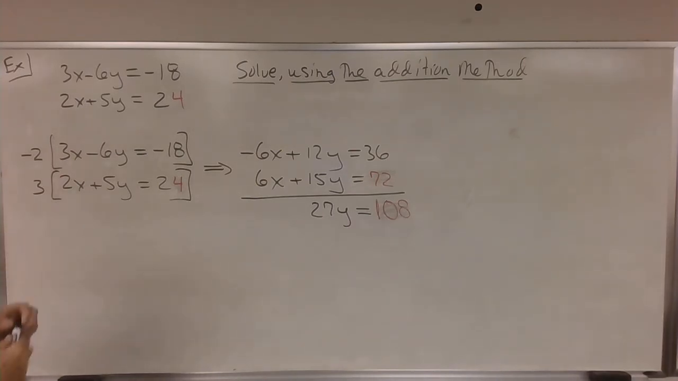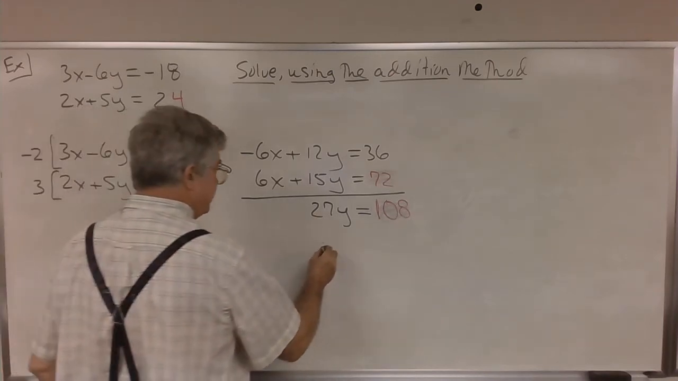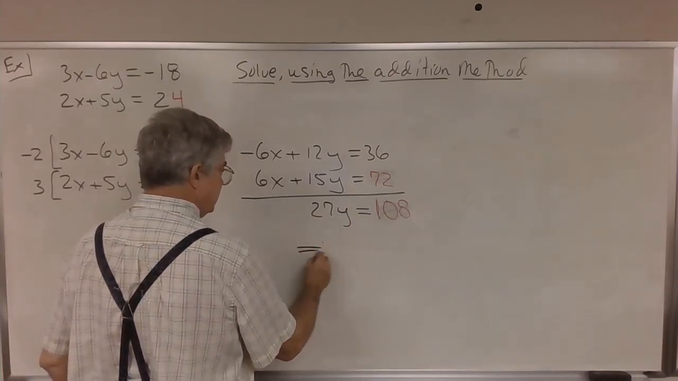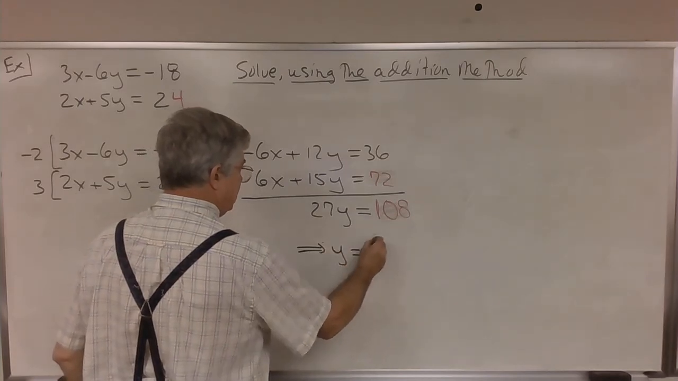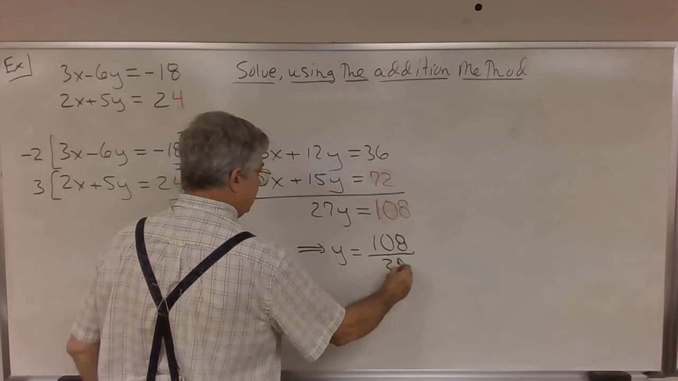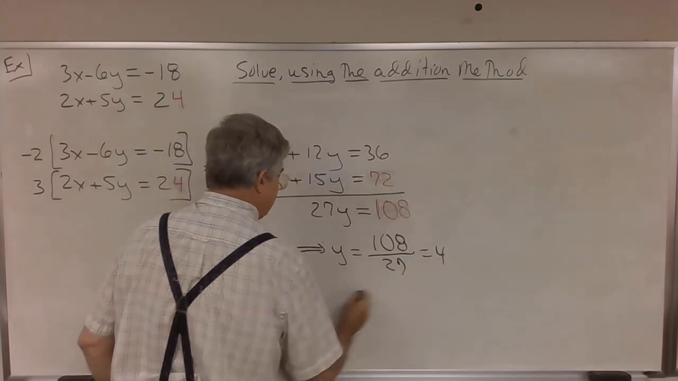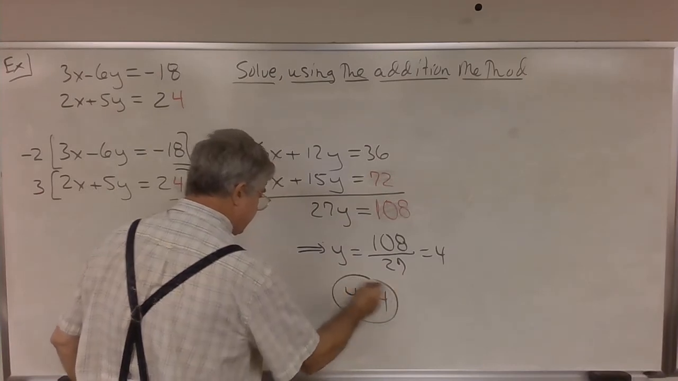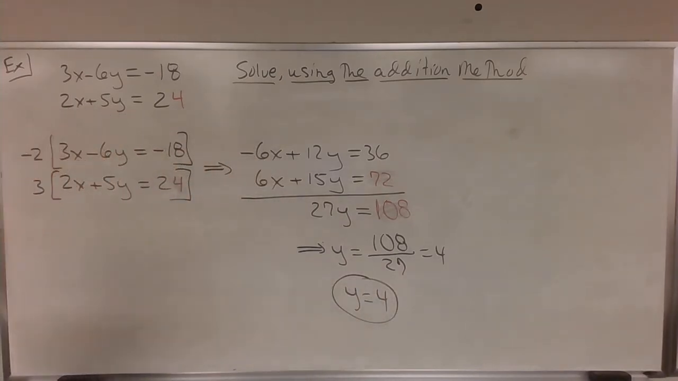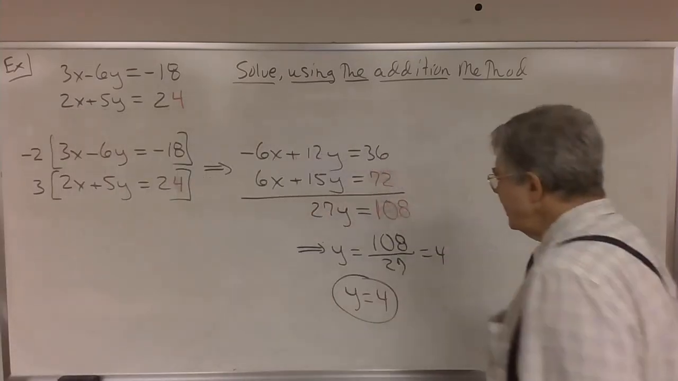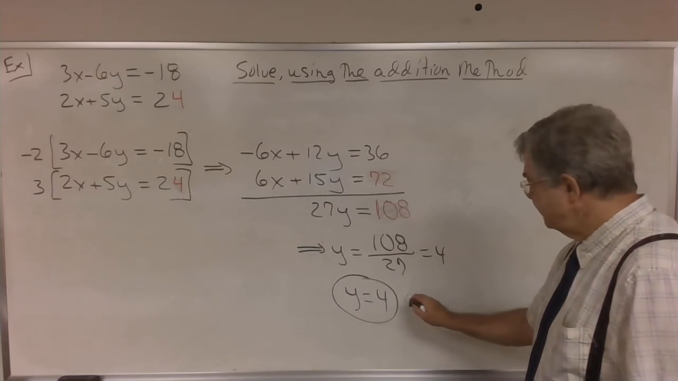And now we solve this for y. We divide both sides by 27. And that's going to give us 4. So we have the solution for y. How do we get x?